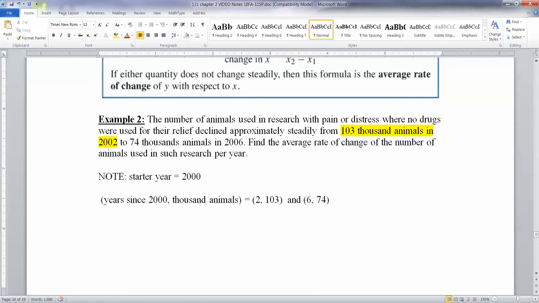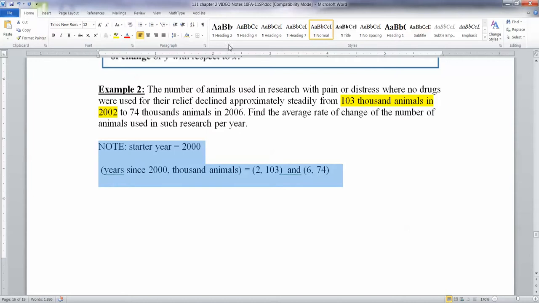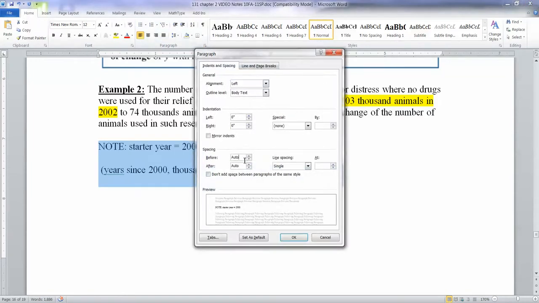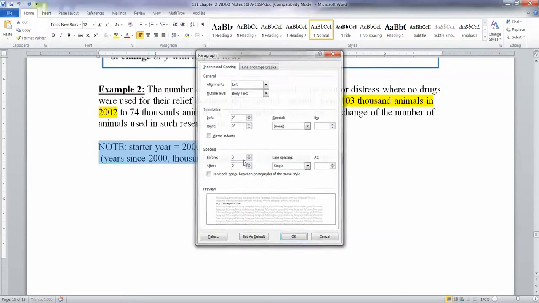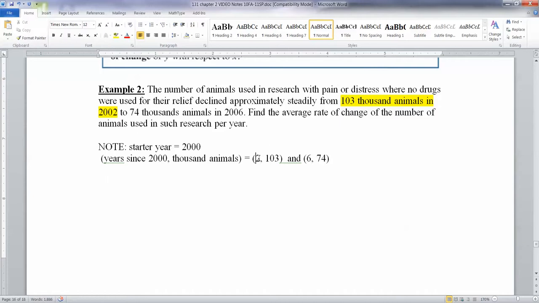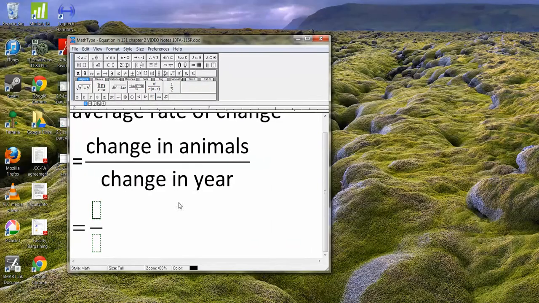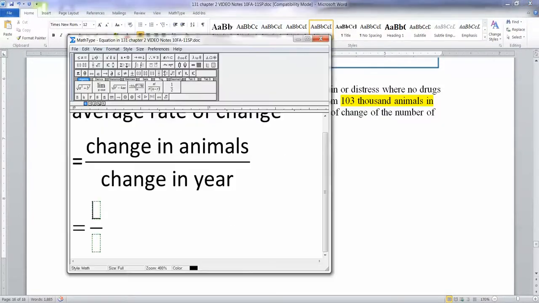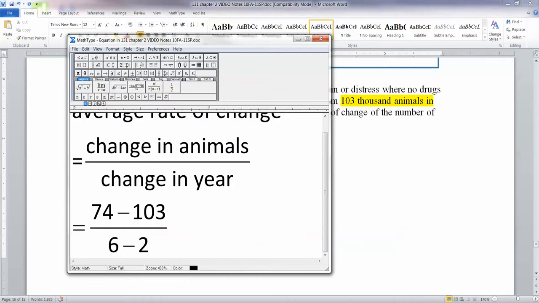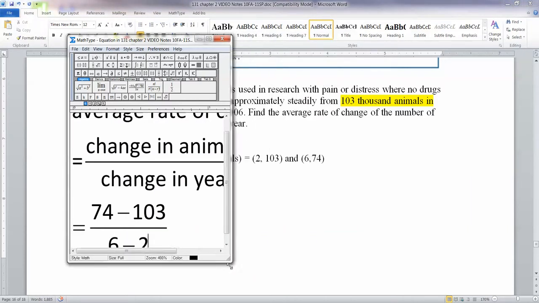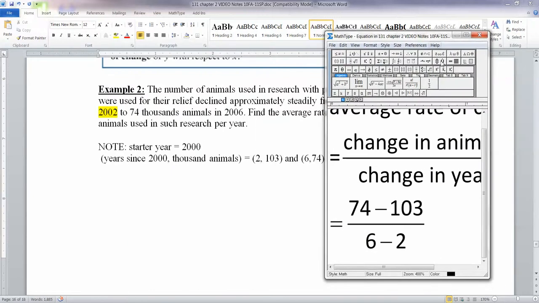So t equals 0 is 2000. Then you have years since 2000 and the 1,000 animals that have been used on research. You don't have to do it this way. If you want to do 2002, that's fine. But it always pays, as a general rule, to make things simpler for yourself. So if that's the case, then our Y is 74 take away 103, over 6 take away 2. And if you use 2006, it would just be 2006 take away 2002. But it'll still work.